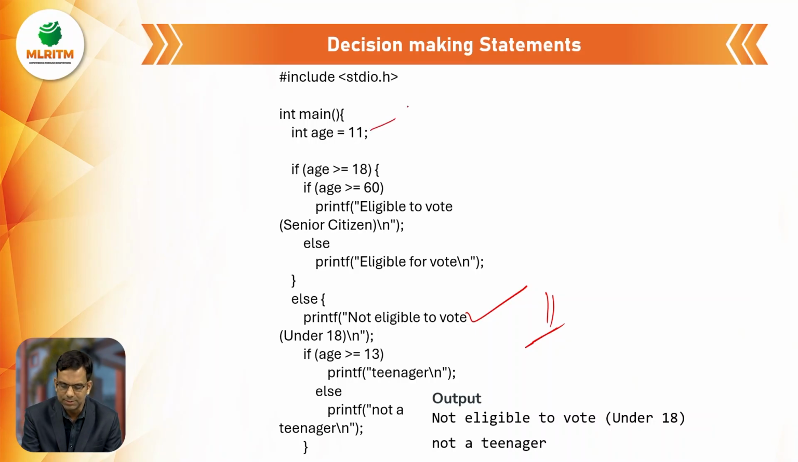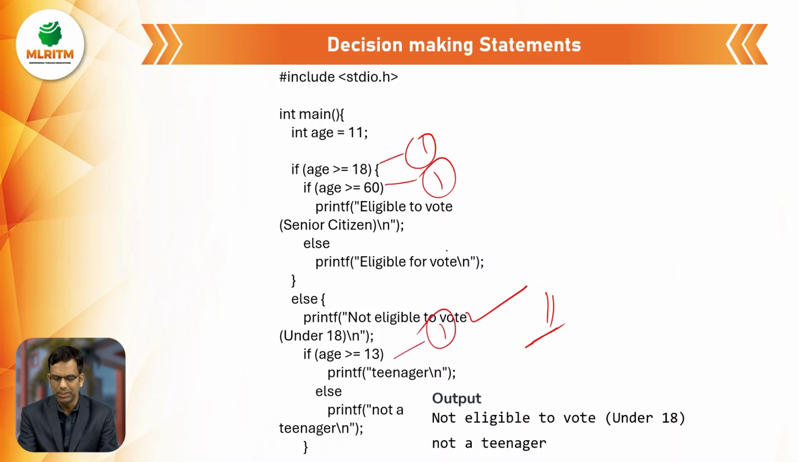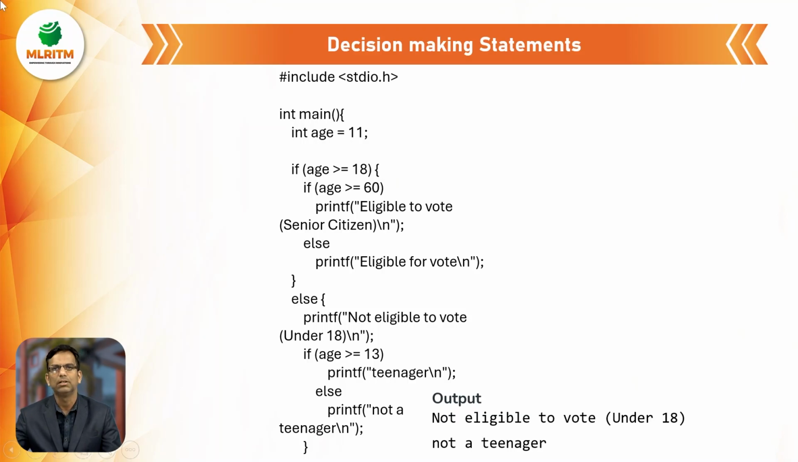So condition 1 is age greater than or equal to 18. That is one. Next, if age greater than or equal to 60, then if age greater than or equal to 13. Three conditions I give. All these three conditions are interrelated. In case you enter 11, one type of answer you will get. If in case you entered greater than or equal to 18, another type of answer you are going to get. So depending on the condition, the flow of control will go back and check different statements. Okay, that's about nested if. Nested if and if else if ladder are almost similar.